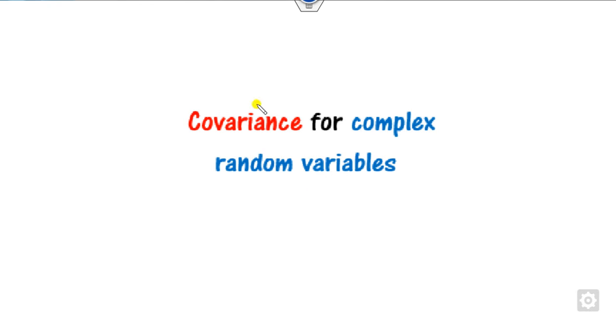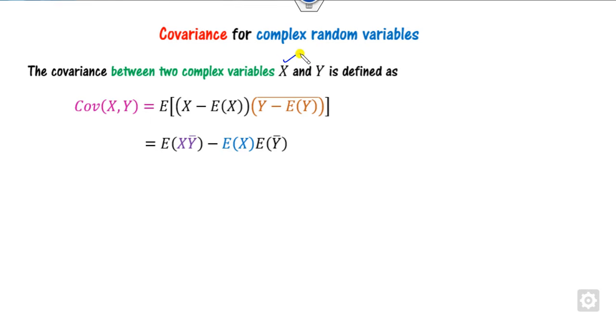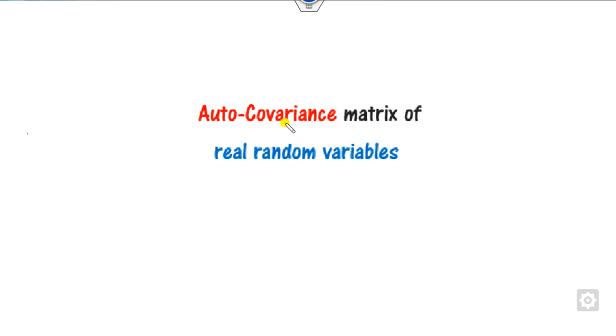How can you define the covariance for complex random variables? That's again very simple. If you have two complex random variables x and y, then instead of this we have to take the complex conjugate. That is, instead of E of xy, it's E of x y bar, where y bar is the complex conjugate, and this is my definition here. Similarly, you can define the covariance matrix for real random variables.